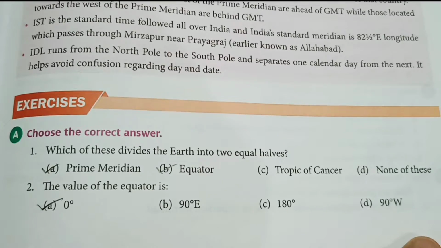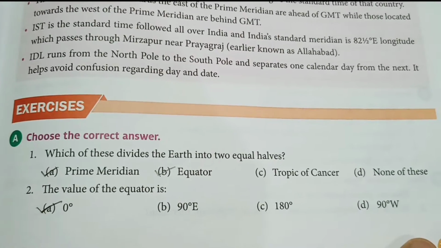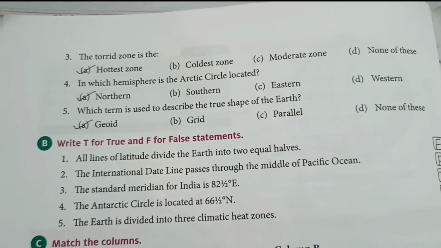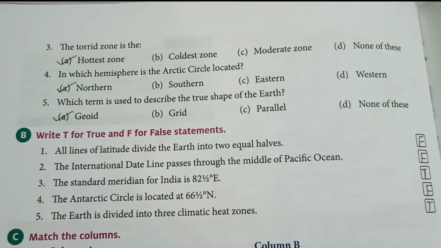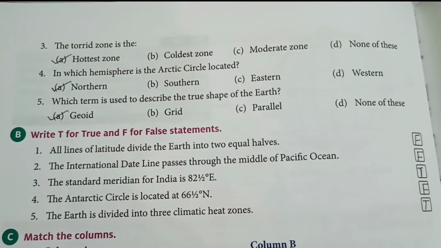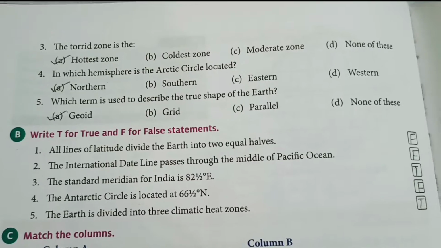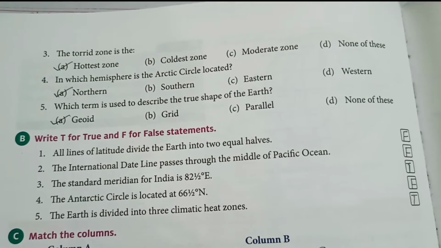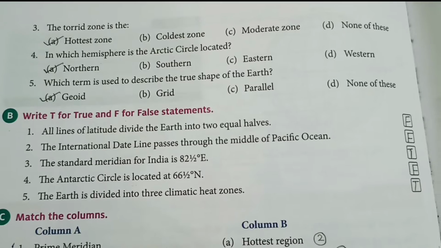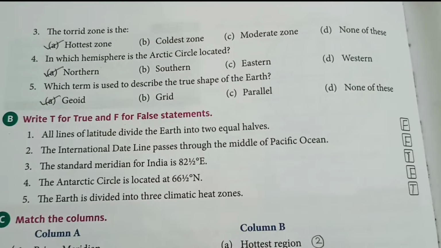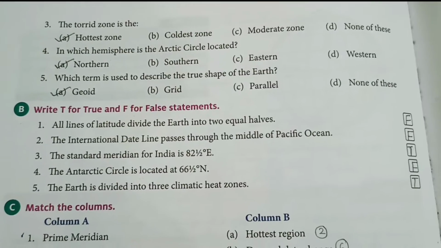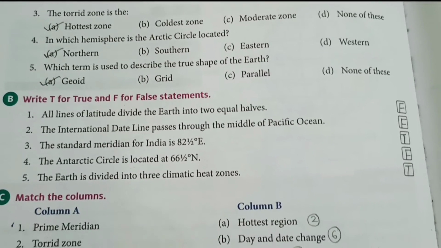Number 2, the value of the equator. Answer is number A, 0 degree. Number 3, the torrid zone is the answer is number A, hottest zone. Number 4, in which hemisphere is the Arctic Circle located? Number A, northern. Number 5, which term is used to describe the true shape of the earth? That is answer number A, geoid.